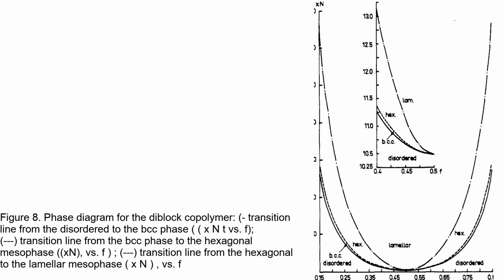The figure shows the phase diagram of the copolymer as a function of the composition f. The phase diagram shows the transition lines from the disordered phase to the BCC phase, from the BCC phase to the hexagonal mesophase, and from the hexagonal to the lamellar mesophase. The plot also shows the spinodal point, which determines the limit of metastability of the system. The plot indicates that the lamellar phase is the most stable phase for all compositions.